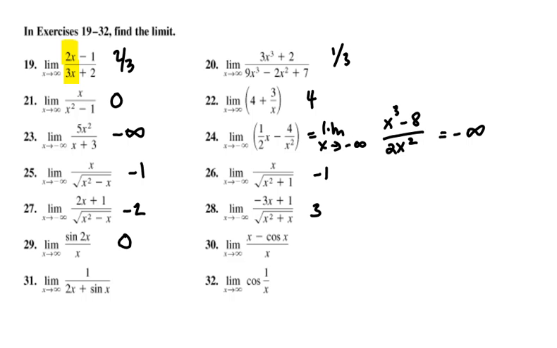In the second example, number 30, it's probably best at this point to split up the (x minus cosine x) over x. I think we've talked about the hard shape there. We can split this up into two separate fractions. And when we do that, the x over x becomes 1.